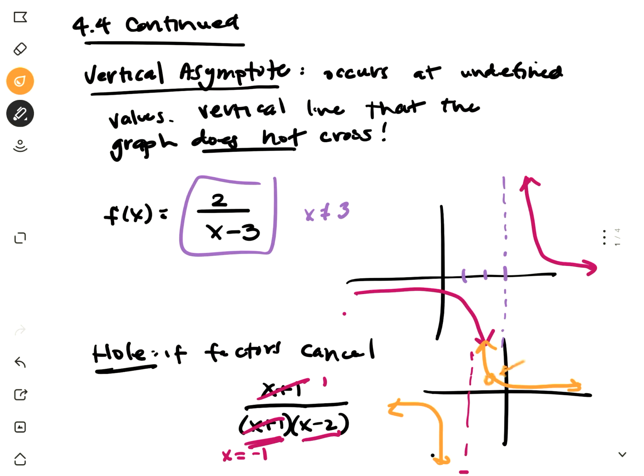It's important because sometimes they ask you for asymptotes, not holes. If they're asking specifically for asymptotes, a hole is not technically an asymptote because it cancels out. And we'll see more of that later.